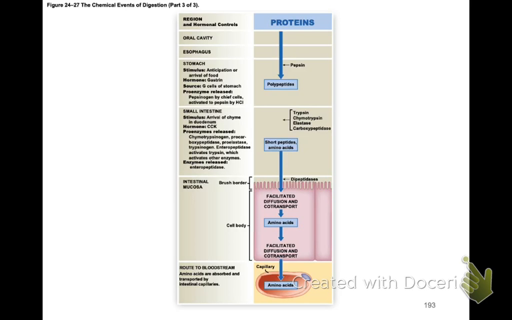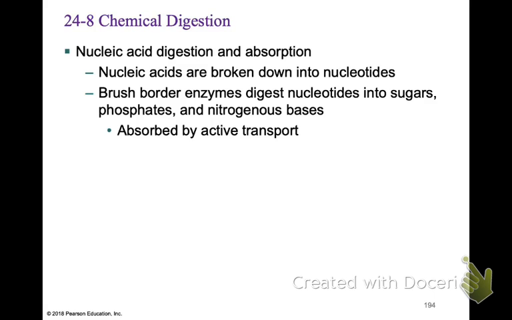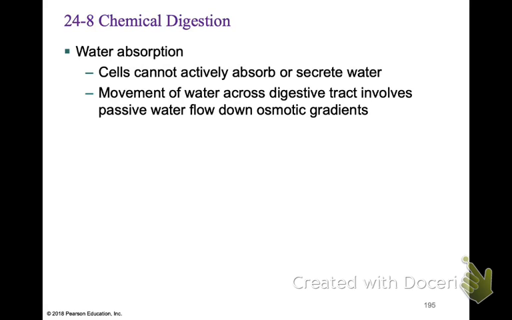We take them in a lot like we did with the sugars, facilitated diffusion, co-transport, and again, like sugars, they're going to go into the capillary, and that's going to carry those amino acids straight to the liver through the hepatic portal circulation. Okay, nucleic acids, very briefly. You've got some enzymes called nucleases, which break down the nucleotides, the DNAs and RNAs. We're going to absorb those by active transport and be done with them.